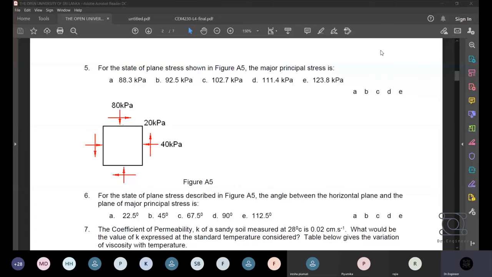Using your imagination. I mean, you should draw the Mohr circle in your mind without a paper. If you can quickly draw it on paper, it's not an issue. But without that, I want you all to do this one.